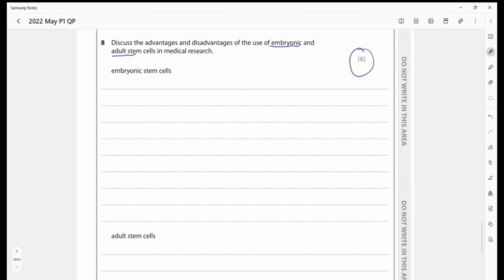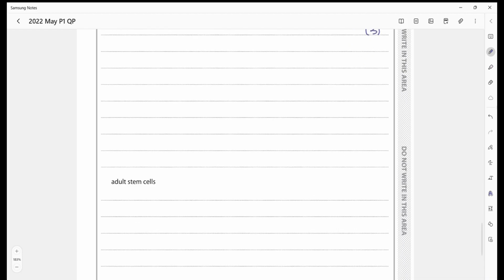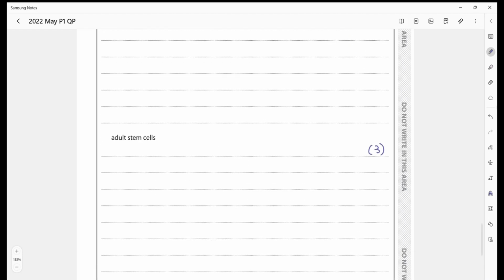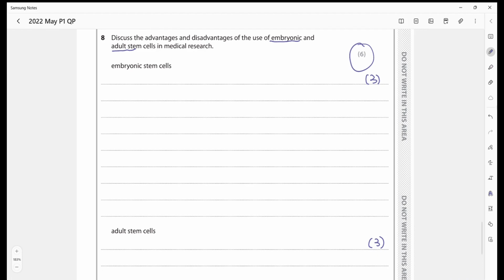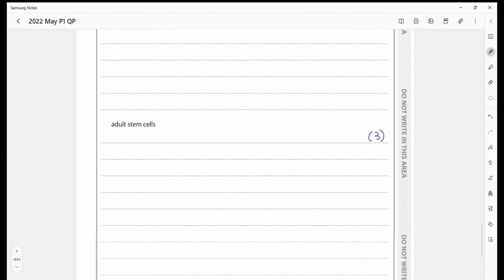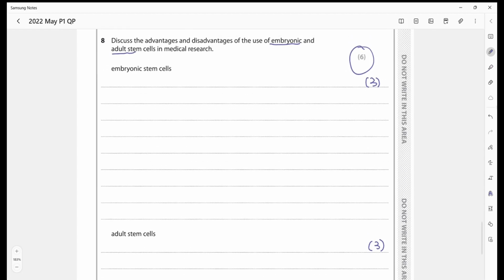Because this question is worth 6 marks, we would need to split this answer into 2. So this section here is worth 3 marks, and this section here would be worth 3 marks. But let's play a little safe. Let's do 2 pros and 2 cons for the first section and 2 pros and 2 cons for the next section. So one of the advantages of embryonic stem cells is they can differentiate to any cell in our body.